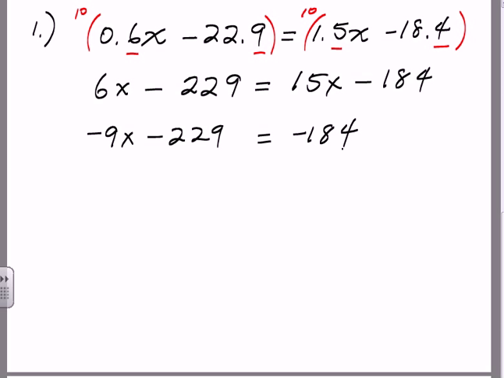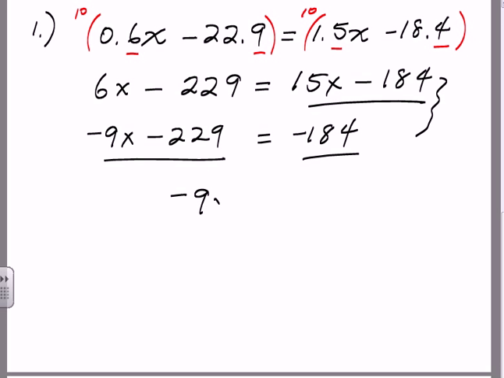What did I do in that step? Okay, you'll notice it's a little bit more obvious over here on the right. I went from this to just a minus 184. So I got rid of that 15x some way. How did I do it? I subtracted 15x from this side, so that means I subtracted 15x from that side. Does that look like the result? Yeah, so now let's add 229 to both sides.